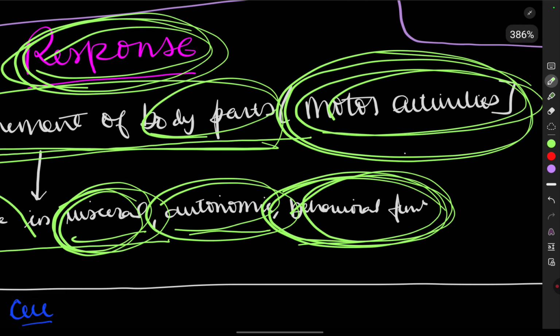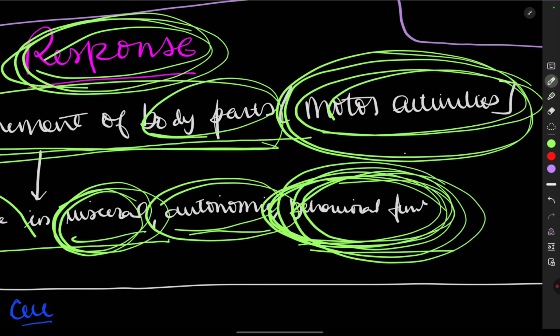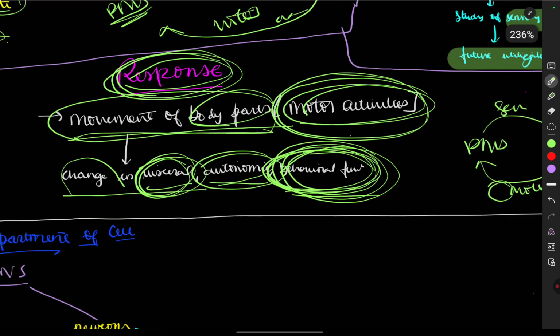Behavioral function, how do you say that? So suppose you are in the class and you haven't studied, and your teacher asks you to stand up and answer the question which you didn't study. So you will be a little bit scared, and you might not feel confident enough to answer the question. So you might develop fear. Fear leads to increased heart rate, sweating, etc. So this is a change in the behavioral functions. Okay, this is the response.